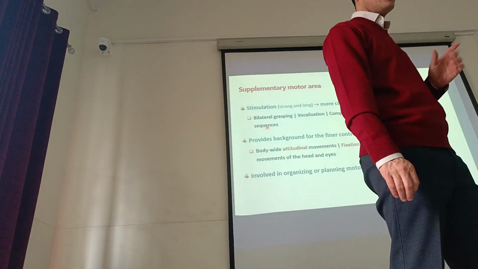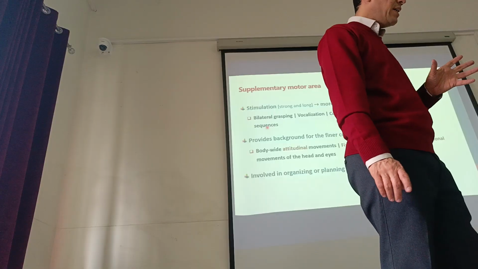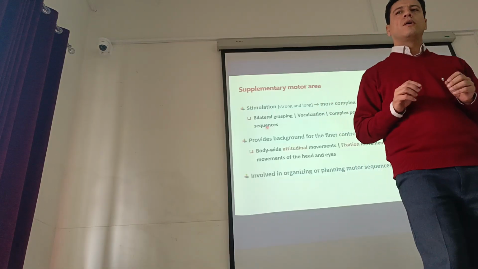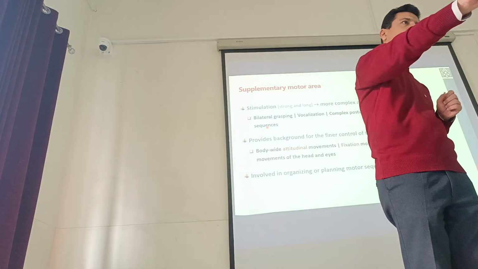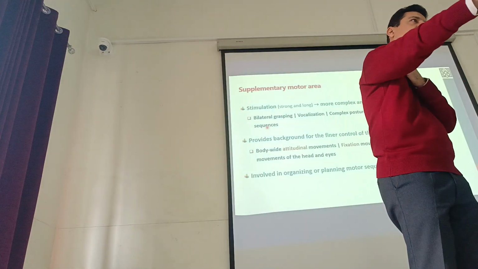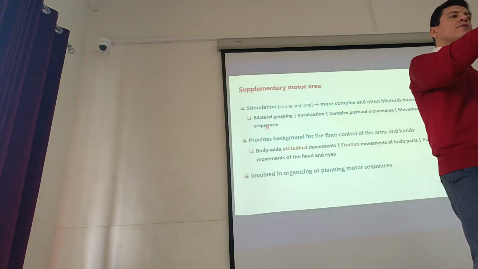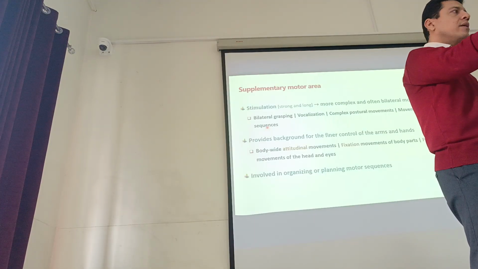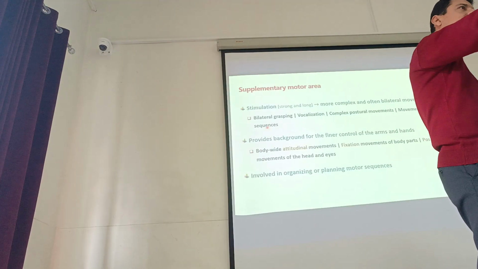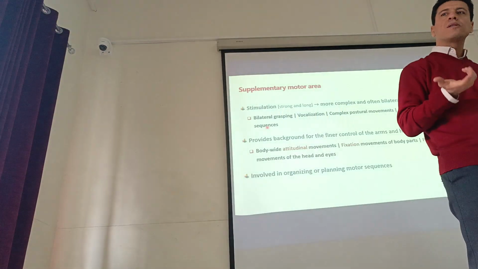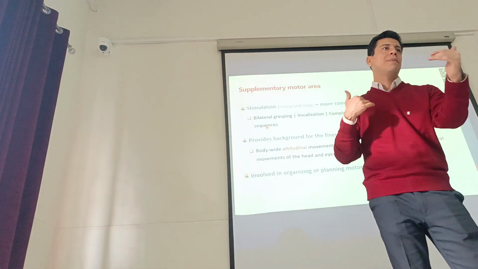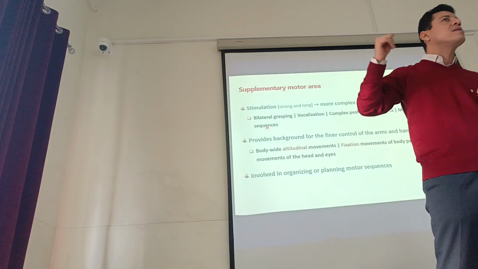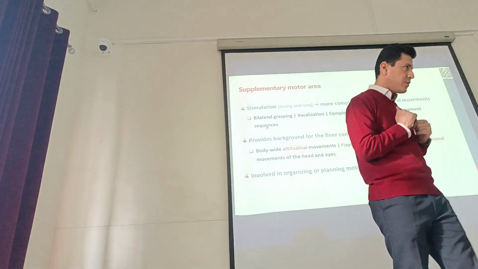For example, you want to turn on the radio, right? So first of all, you should have a reaching movement. So you should stretch out for the button, right? Then you should have pressing. Then you should have turning. So reaching, pressing, turning. So it's a sequence of movement, right? So usually planning for this type of movement happens in supplementary.